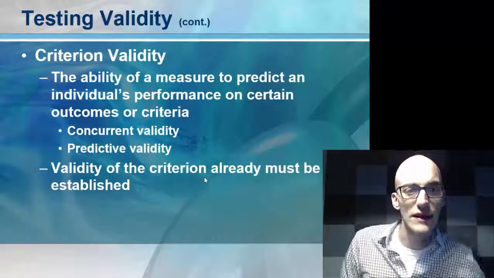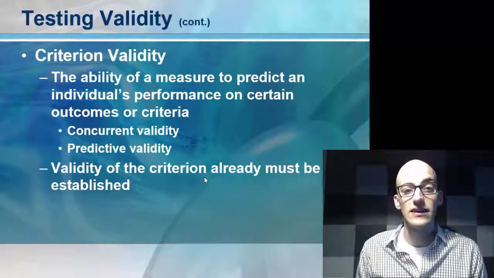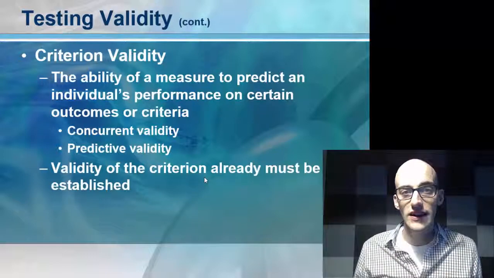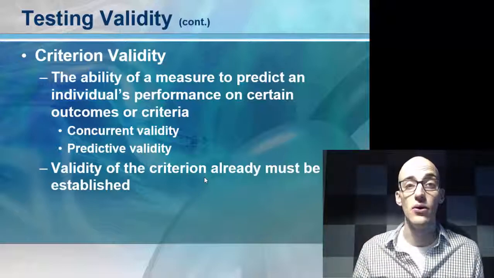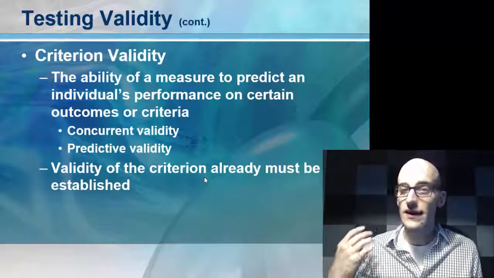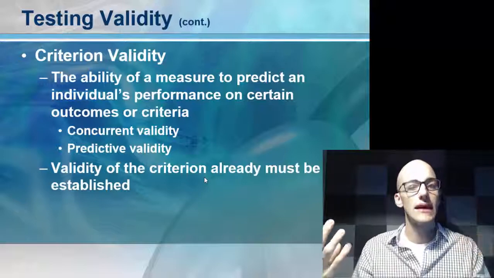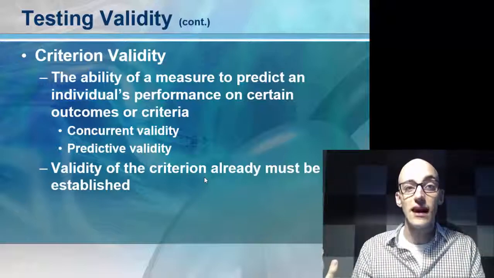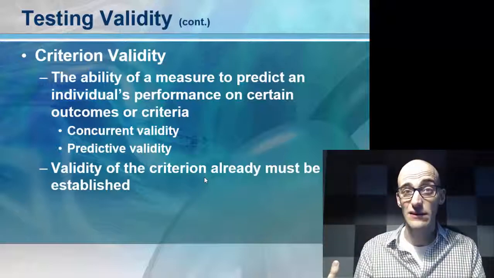Okay, so one more example of criterion validity. So this is the ability of a measure to predict an individual's performance on certain outcomes or criteria. Concurrent validity, an example of this might be looking at two different measures that we know are measuring the same construct, right? So if we're looking at one measure of depression, let's say it's the Beck Depression Inventory, and looking at a different measure of depression, if both of them are saying that the person meets the cutoff for depression, then we could say that there's concurrent validity because two measures are giving us the same results, right?